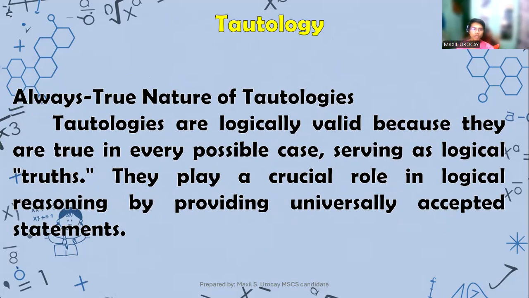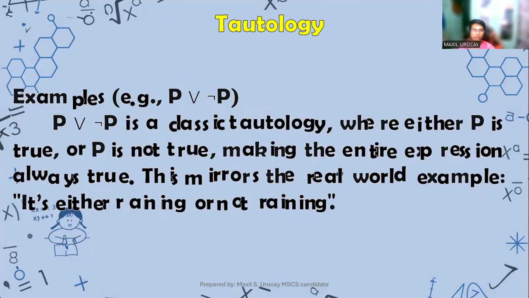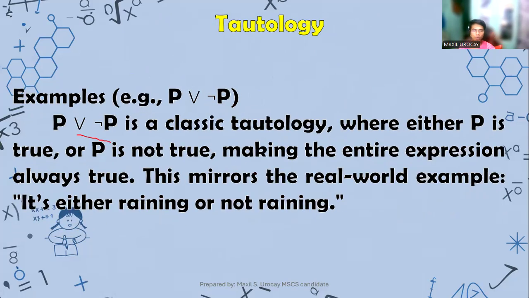Tautologies are always true in nature. They are logically valid because they are true in every possible case, serving as logical truths. They play a crucial role in logical reasoning by providing universally accepted statements. Meaning to say, in a tautology, whatever may happen, it will always equate to a true statement. For example, P or not P is a classic tautology where either P is true or P is not true, making the entire expression always true.